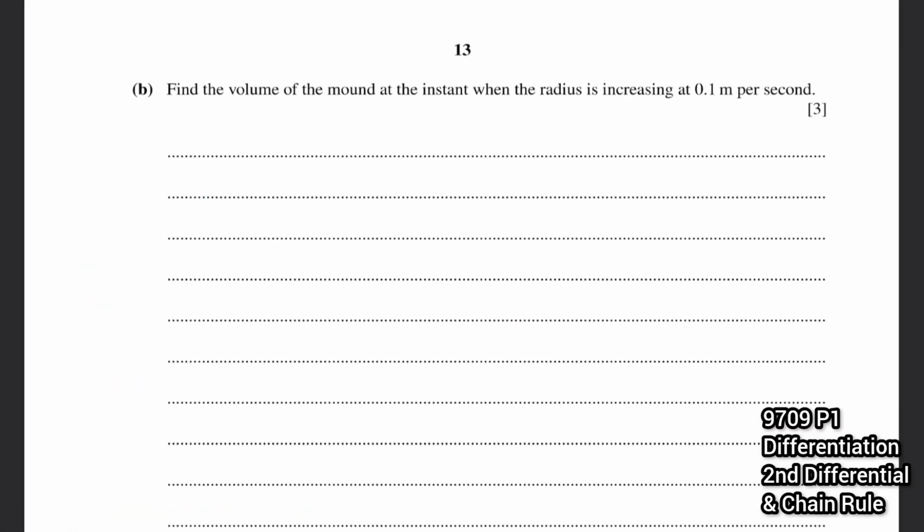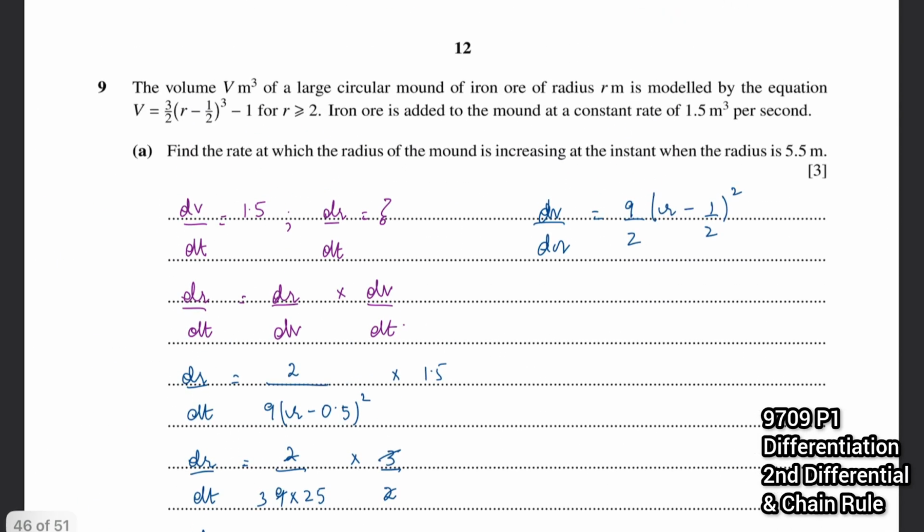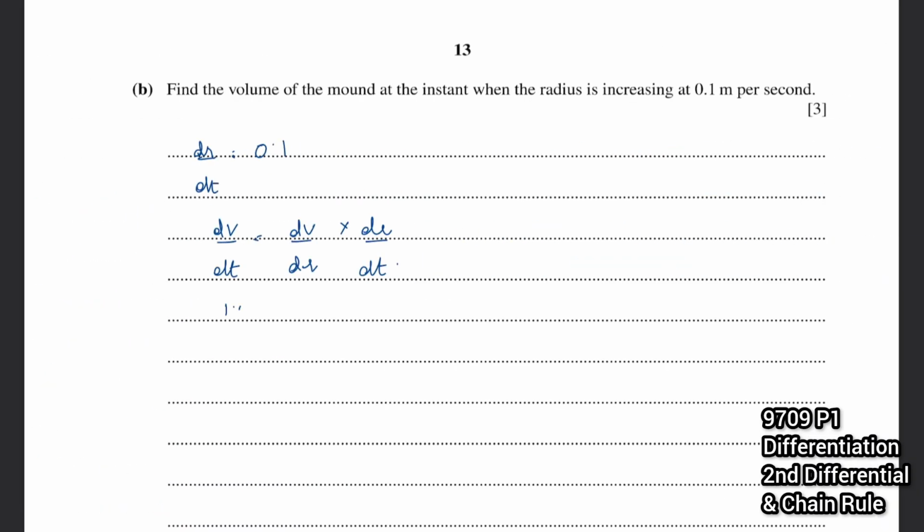Next, find the volume of the mound at the instant when radius is increasing at 0.1 meters per second. dr by dt is 0.1. Find the volume, okay. dv by dt is equal to dv by dr into dr by dt. Rate of change of volume is 1.5, dr by dt is 0.1. 15 upon 1 is equal to dv by dr, which is 15.